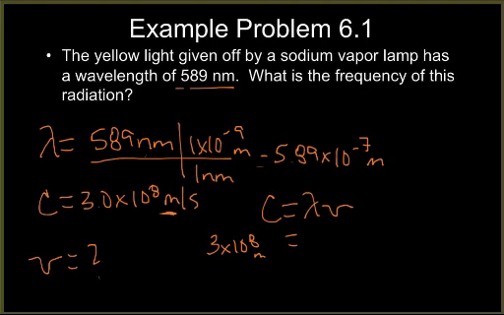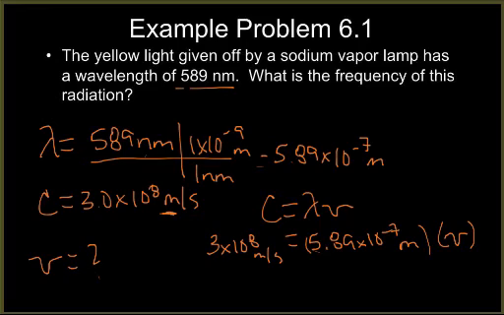So I'm going to substitute my values in here. And this is meters per second. My wavelength is 5.89 times 10 to the negative 7th meters. And then I'm solving for nu, which is my frequency. So when I solve for nu, I end up with 5.09 times 10 to the 14th. Now my unit here, if you notice, meters is going to cancel out and you're left with 1 over seconds. So I can report this as seconds to the negative 1.